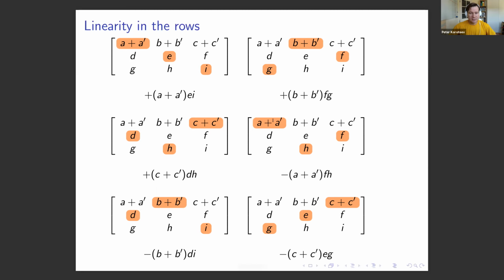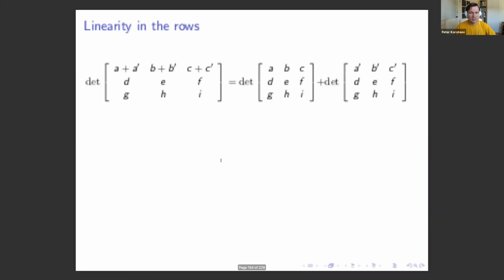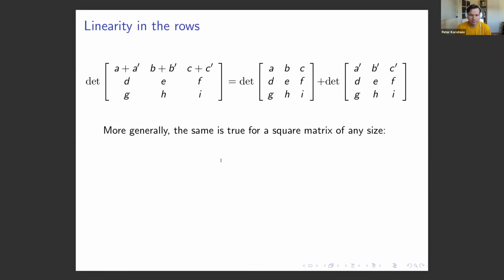So each of those 6 contributions will have this parenthesis, multiplied by the product that we had before, which means that the determinant actually factorizes as well. So this formula is true. There is a linearity in the rows. So you can add numbers, you can subtract, you can multiply them by constants. It is true for a matrix of any size that the determinant is linear in any given row or column.